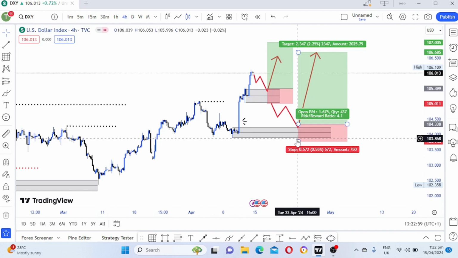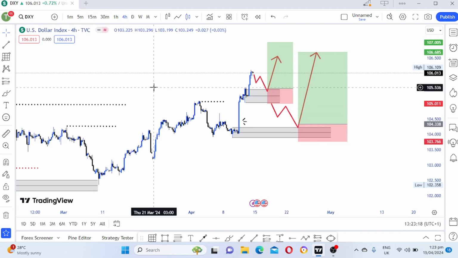So that is my view on DXY, guys. As you can see, we are bullish. We have a break of structure to the upside. This is our current break of structure, guys. My trading rules are, if I don't see a break of structure on a pair, then I'm not interested in that pair.